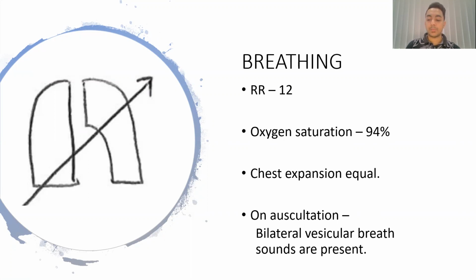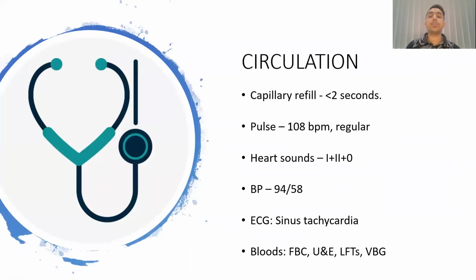So once you've assessed the breathing and these are your findings, you then move on to circulation. In circulation, you want to check the capillary refill, which is less than 2 seconds for this patient. His pulse is 108 beats per minute and is regular. Heart sounds are normal, with no added murmurs, and the first heart sound is present along with the second heart sound. You then have a blood pressure of 94/58. ECG shows sinus tachycardia, and you do the bloods, which are your FBC, U&Es, LFTs, and BBG.